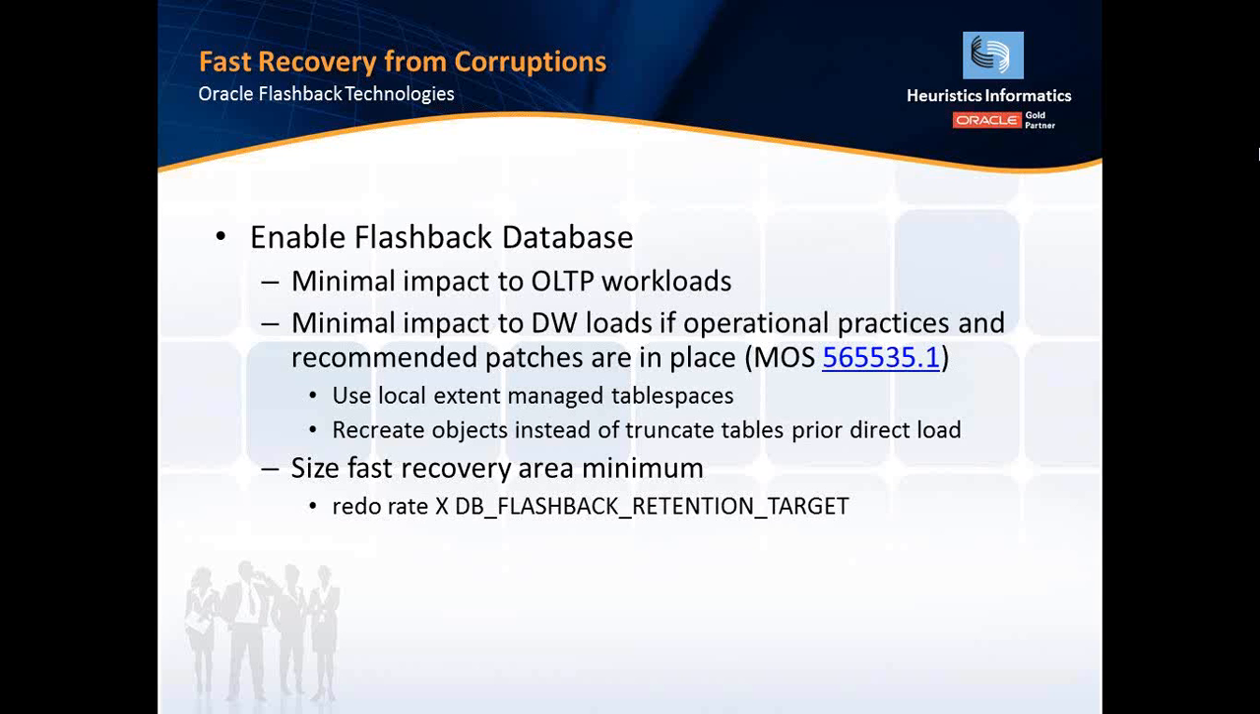through simple calculation, which is how much redo is getting generated per hour multiplied by the flashback retention target that you have, 5 hours. So if, for example, we're generating 50 gigabytes of redo every hour, right? Then 50 into 5, you want to have at least 250 GB available on your fast recovery area.